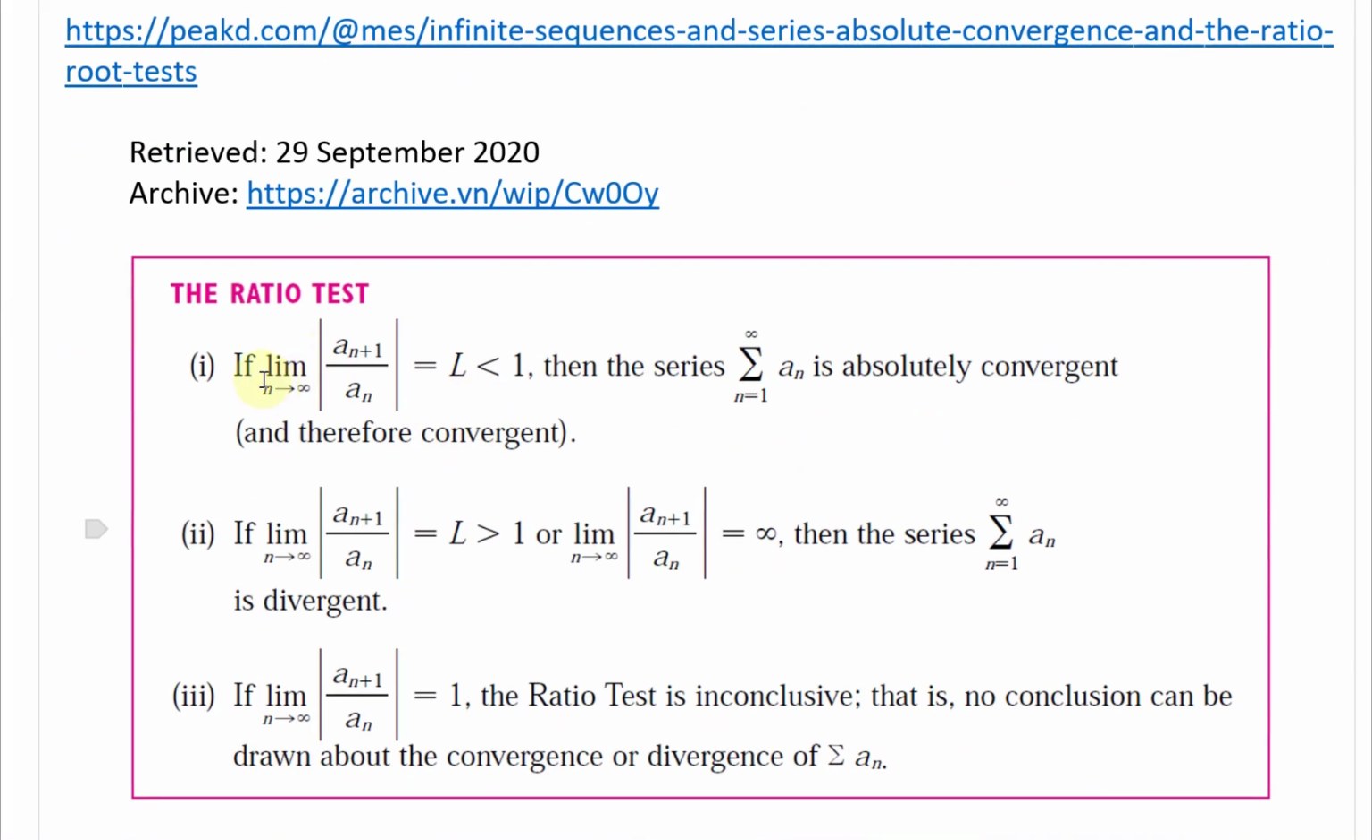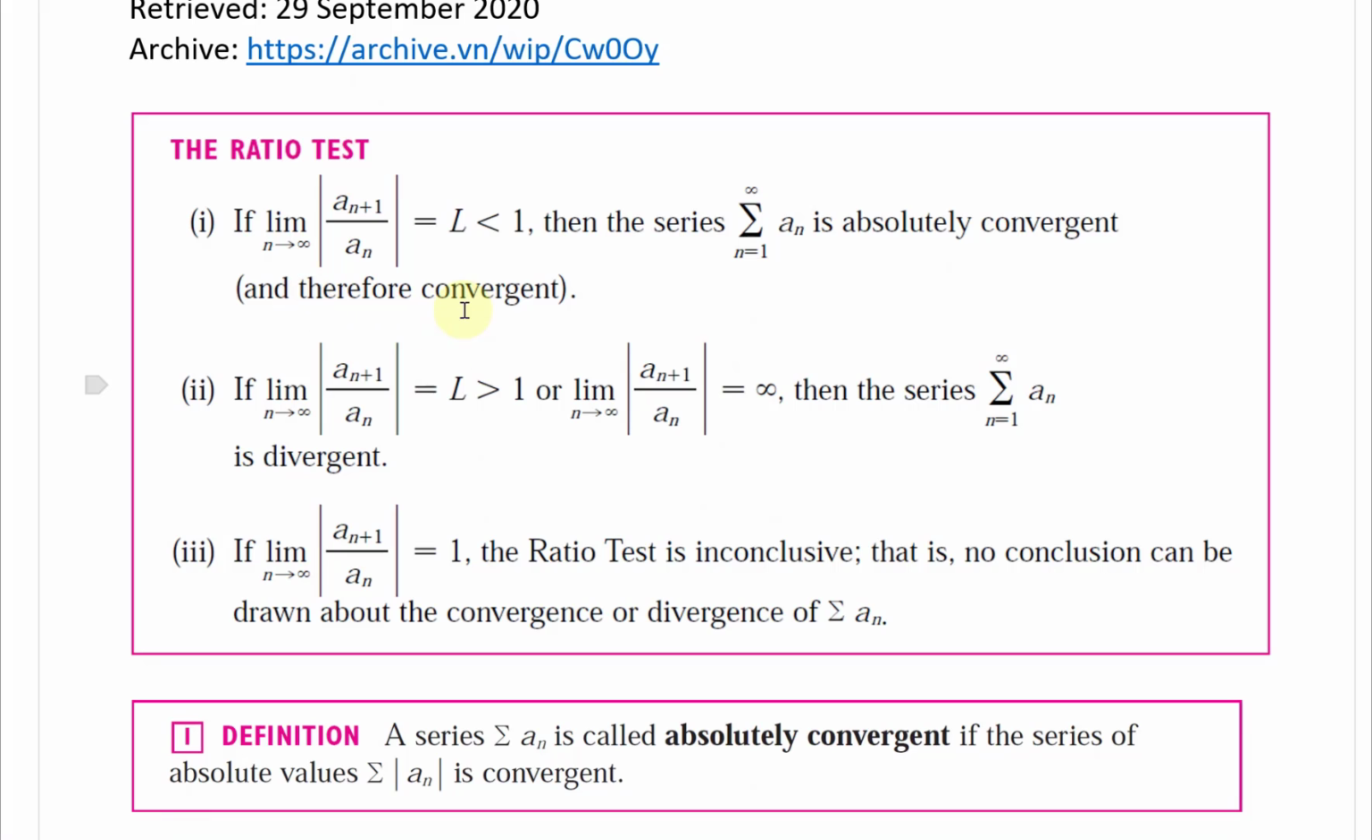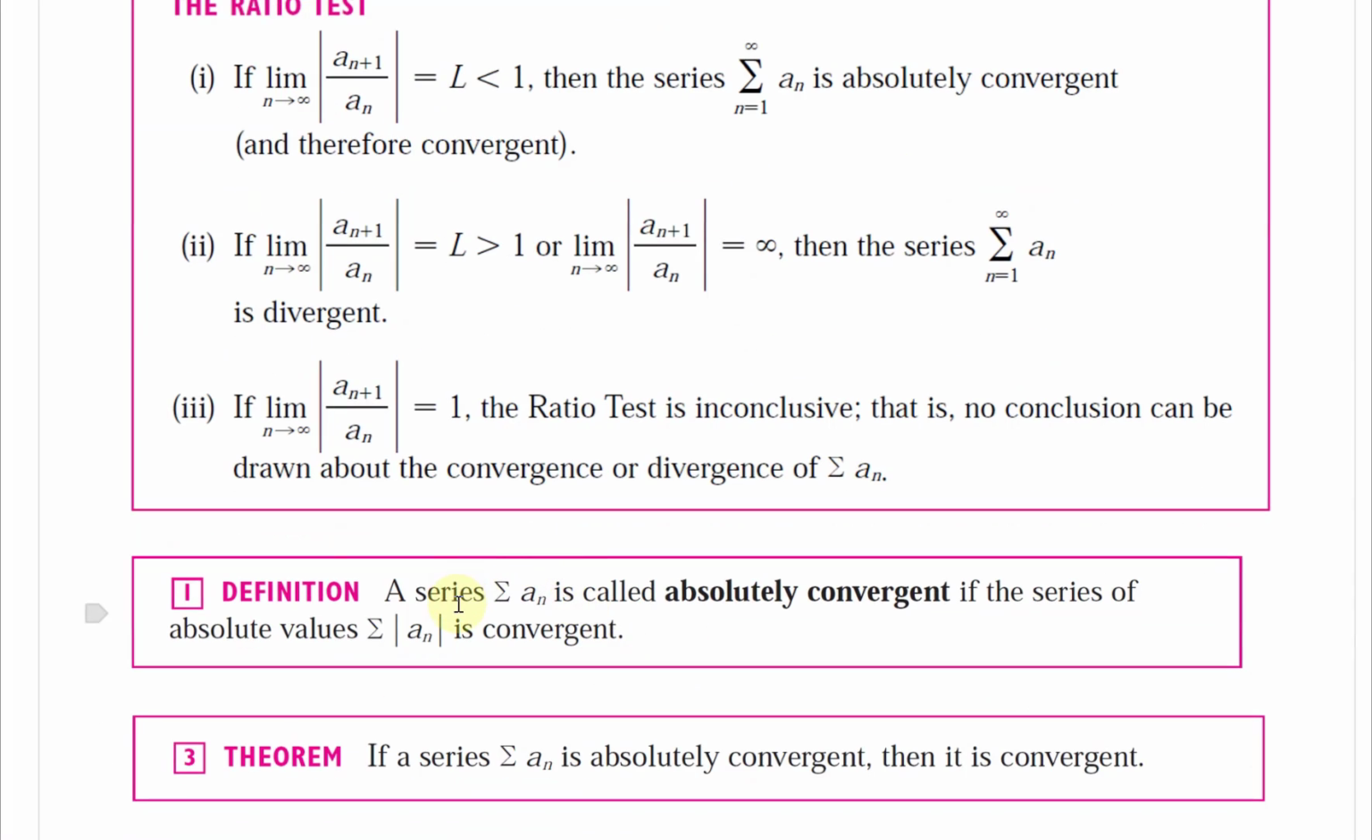So anyways, the ratio test. If the limit as n approaches infinity of the absolute value of a_(n+1) divided by a_n is equal to L, where L is a finite number less than 1, then the series, the summation from n equals 1 to infinity of a_n, is absolutely convergent, and therefore convergent, since if the absolute values of it converge, it also converges regularly. Again, as per my earlier theorem, which is over here. So a series is also from my earlier video.